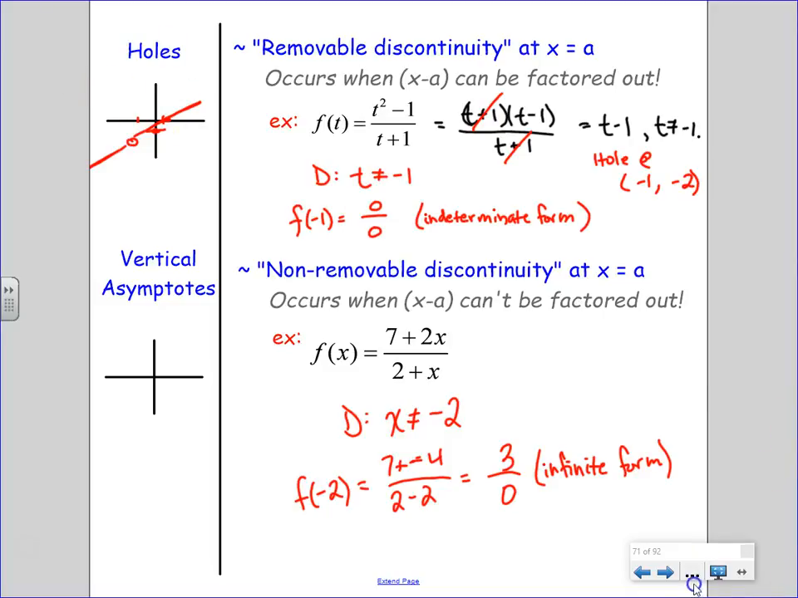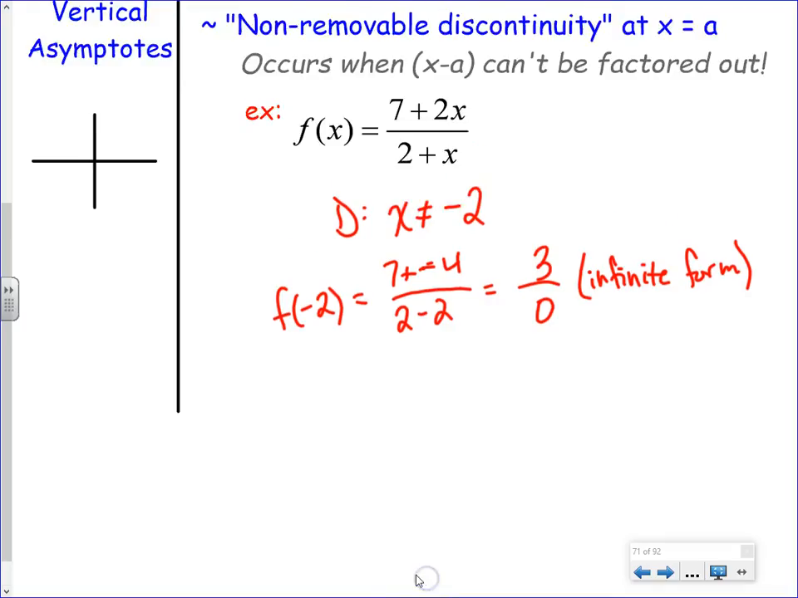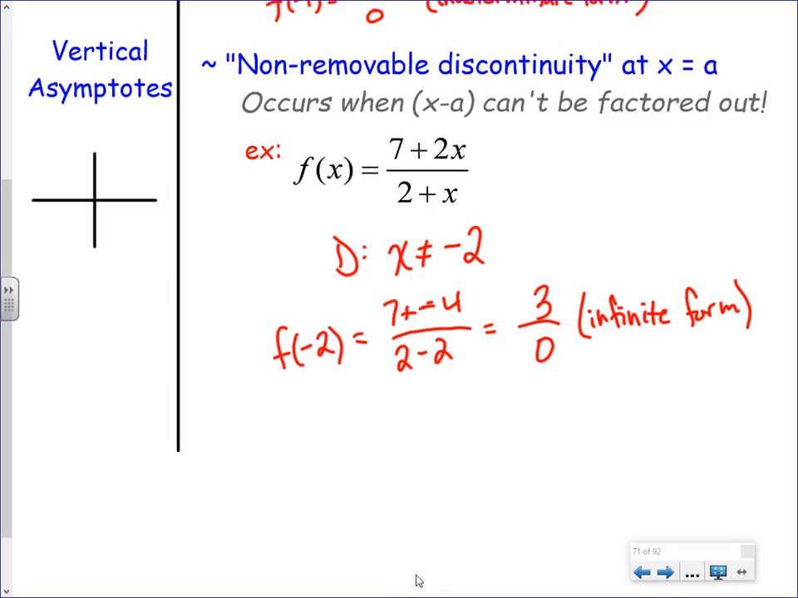Vertical asymptotes, so that's what we were talking about yesterday at the very, very end, right before the bell rings. So vertical asymptote is the other one. What kind of discontinuity is he? Non-removable. Why can't he be removed?